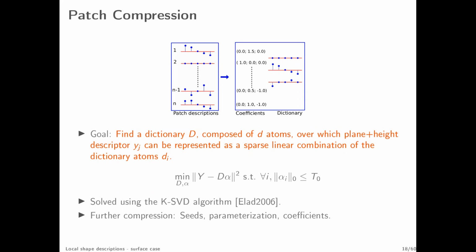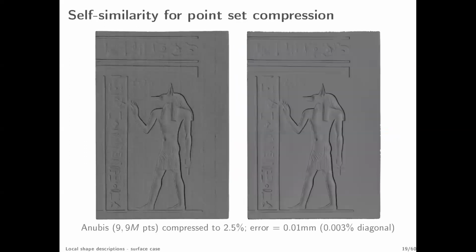So combining that with further compression, seed position compression, parameterization compression, and efficient coefficient representation, we can really use it for compression.